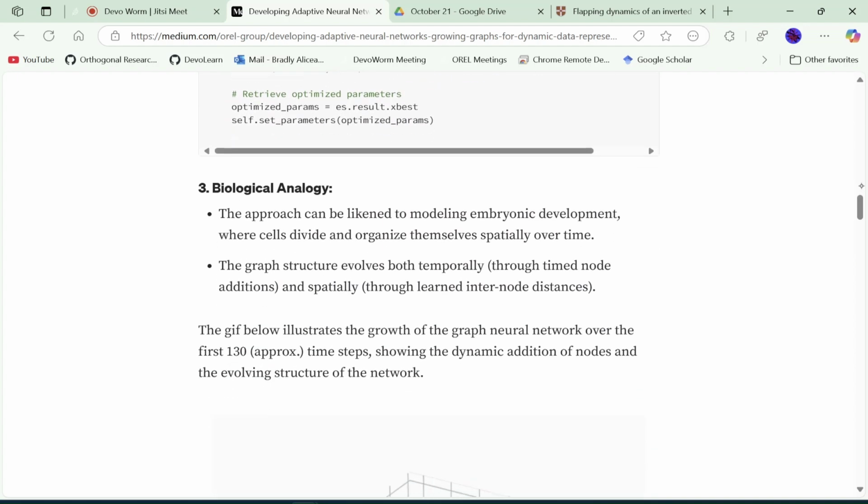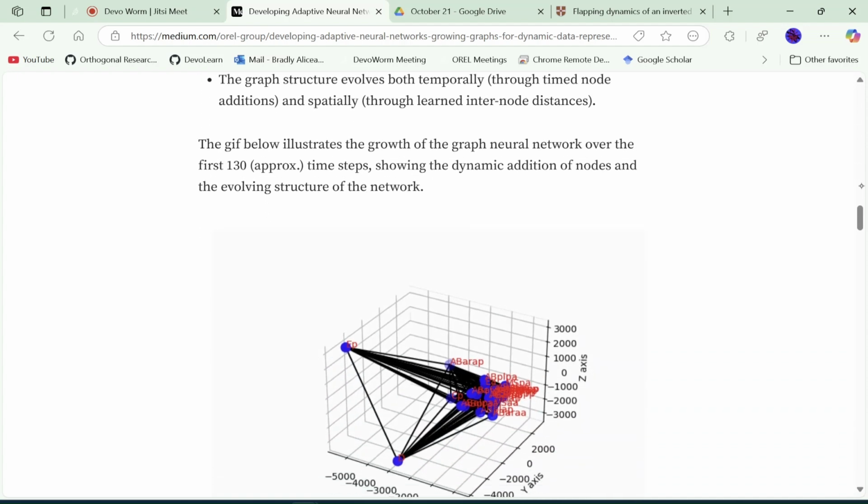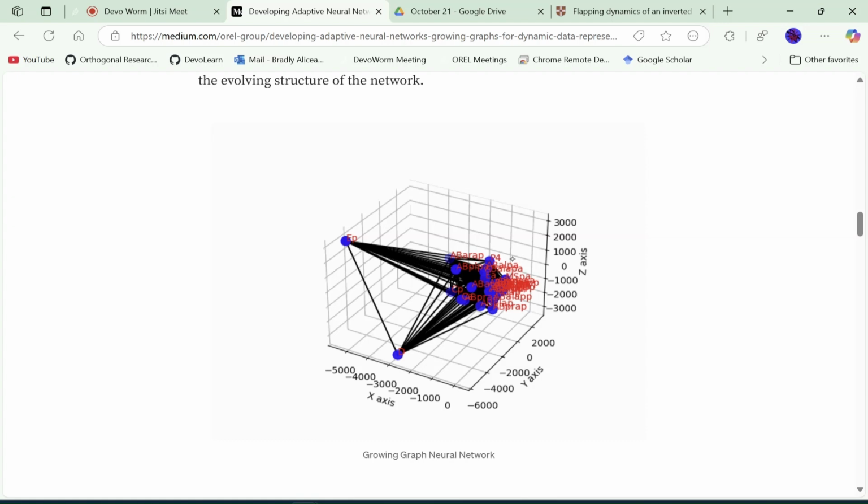So it's basically optimizing this whole process of spatial learning using this algorithm. The third part is biological analogy. So this can be likened to embryonic development, although it's not quite the same thing. We're just abstracting it according to some sort of complex network structure. And then the graph structure evolves both temporally through these time node additions and spatially through learning the internode distances and making sure that they're in a reasonable arrangement. So this is a GIF that shows how one of these networks grows.